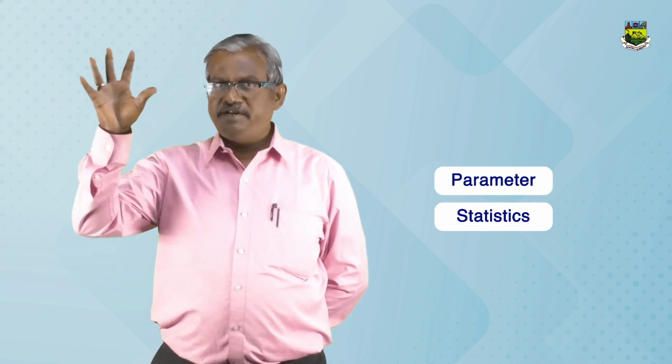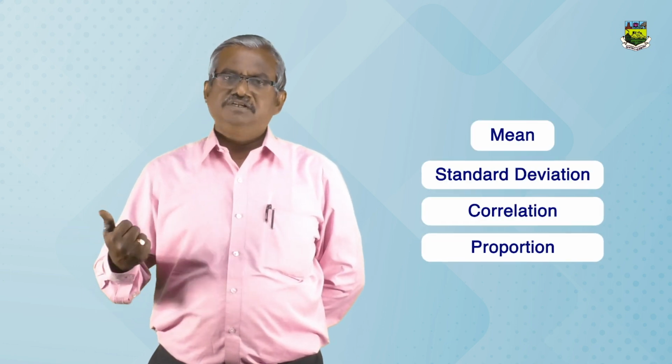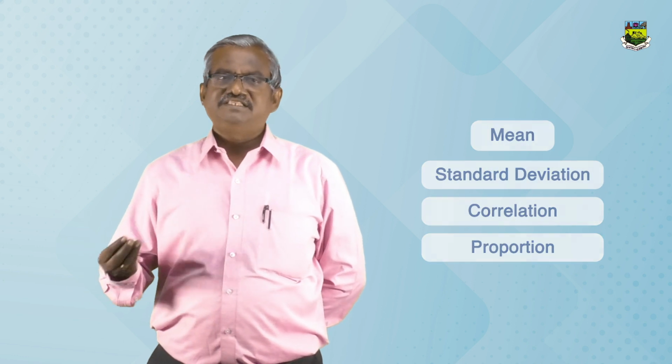So here I would like to introduce two concepts, that is called parameter and statistics. Here parameter is called population constants. As I said already, the entire group is called a population. So in that, some statistical constants can be calculated. What are statistical constants? We have mean, standard deviation, correlation, proportion. Like this, we have so many statistical calculations available, and we can use some notations also for those parameters.